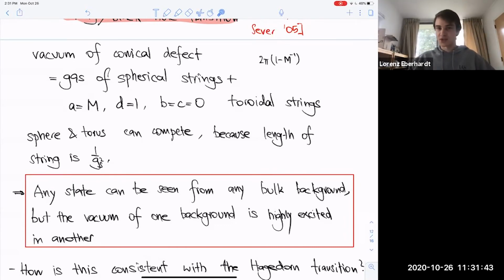Okay, so that's all provided that you can trust this computation, at least qualitatively. And another way to say it is that any state you can see from any bulk background, but for instance, if you take the vacuum of one background, it's a highly excited state in another background. So I view it as some sort of T-duality thing. So it's like some sort of string duality of the same boundary theory.